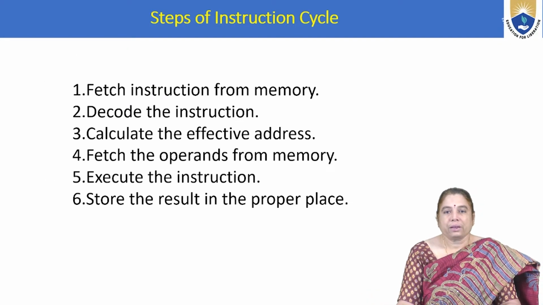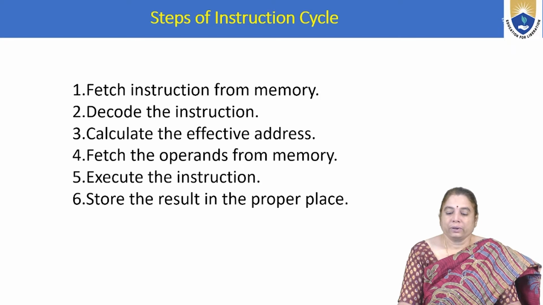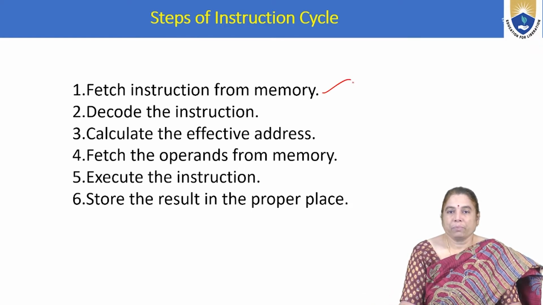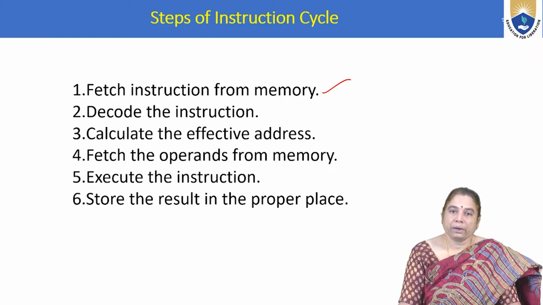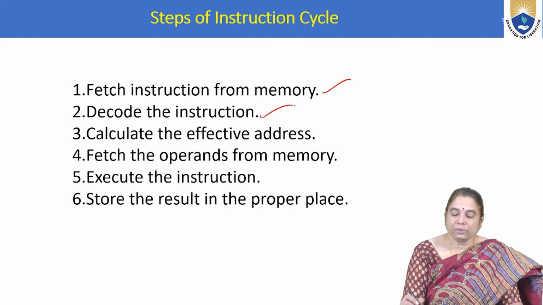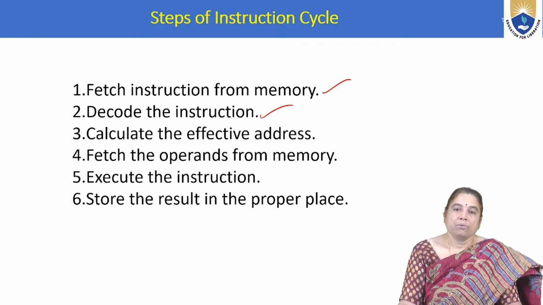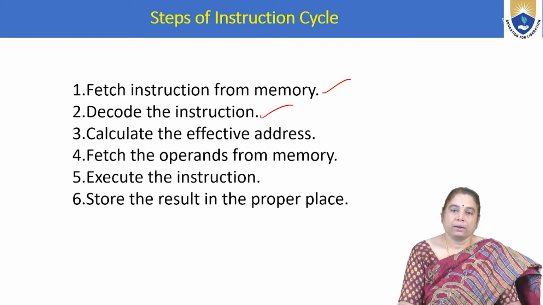So what are the general steps that can be considered in the instruction cycle? The first one is fetch the instruction from the memory. So from the location of the memory, the instruction is retrieved and stored in the instruction register during this step. Next, decode the instruction, meaning the opcode is decoded and the type of instruction is identified, whether it is memory referenced, register referenced or IO instruction.